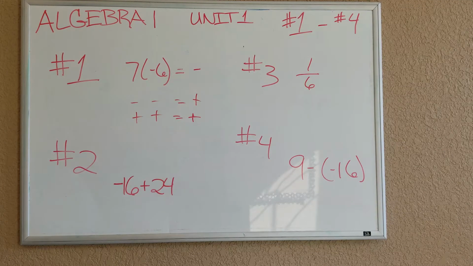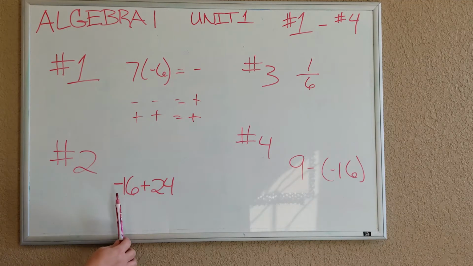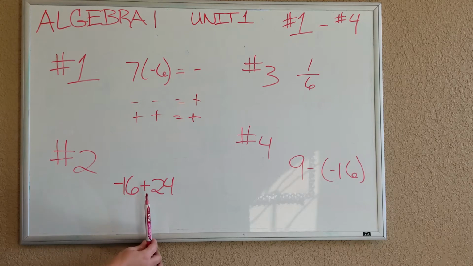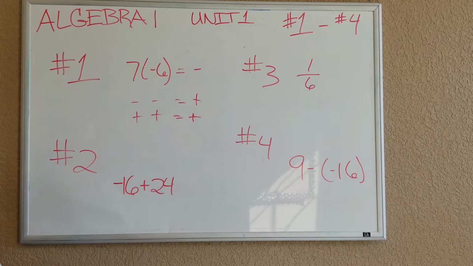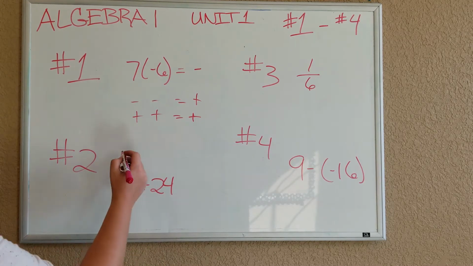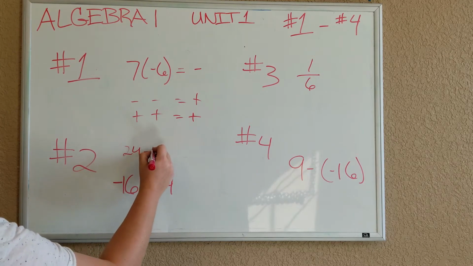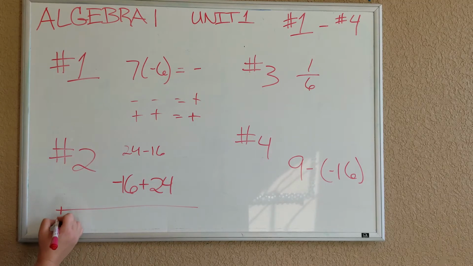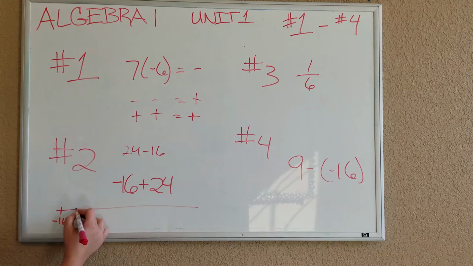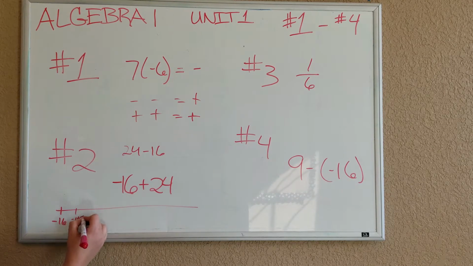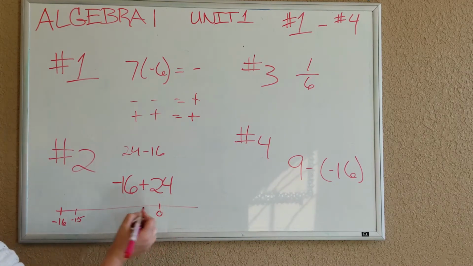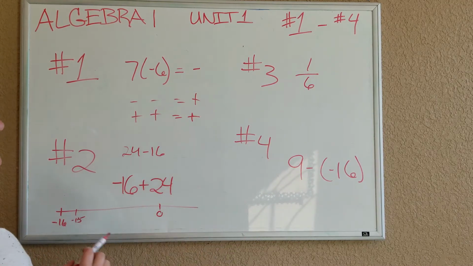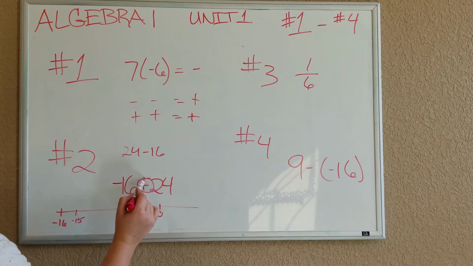Problem number 2, you're adding different sign numbers. So it's negative 16 plus 24. So you can actually do this backwards and just say 24 minus 16 and it'll work. It also will work to put it on your number line. Start over here at negative 16. Write it all in, negative 15 all the way down. Here's 0. So you count 24 up this way to the right, because when you add, you move right on your number line.